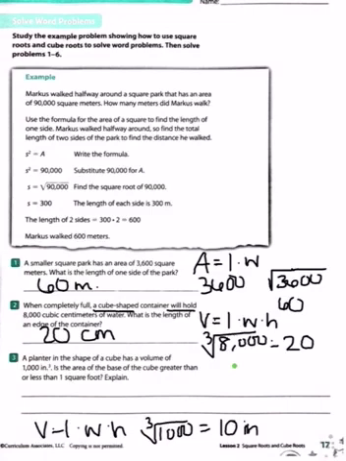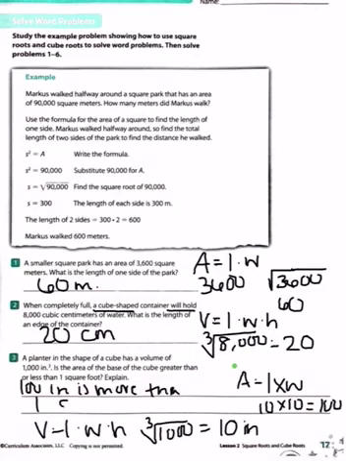To find the area is length times width, so you would do 10 inches times 10 inches, which is 100 inches. 100 inches is more than 1 square foot.